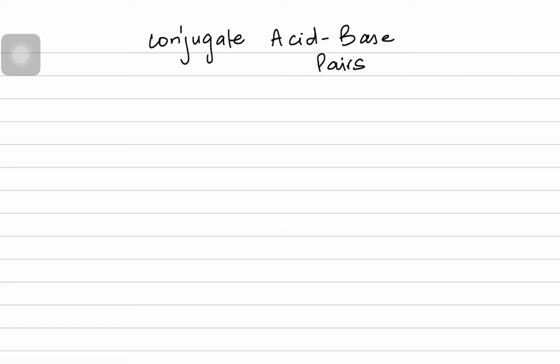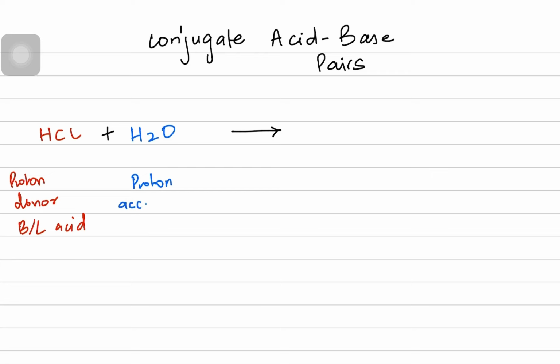Now, what is that? For that, we need to recall our equation where HCl was reacting with water. Water was acting as a lone pair donor while HCl was the proton donor. So HCl was donating the proton, so it was the Bronsted-Lowry acid, while water molecules were accepting the proton, remember? So they were the proton acceptor, or you can say Bronsted-Lowry base. When the water accepts the proton, it becomes H3O plus and Cl minus is left. These two are the products.